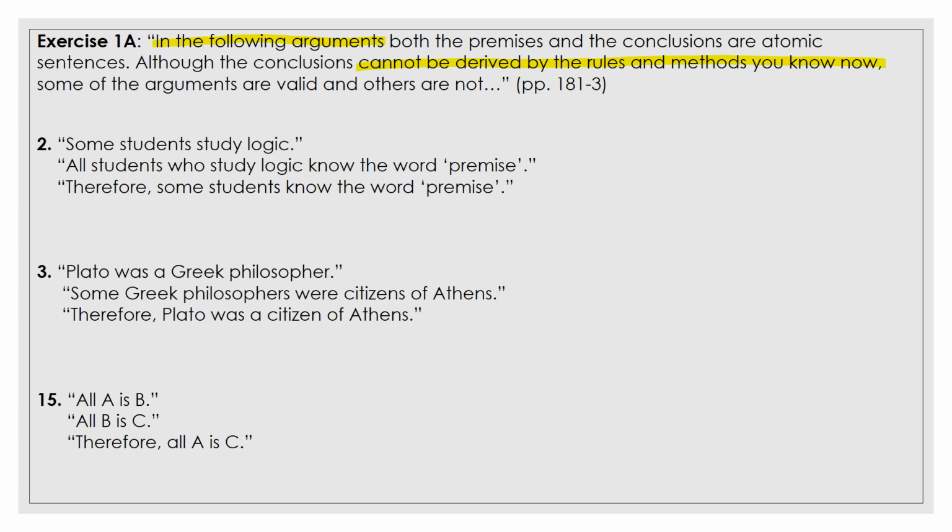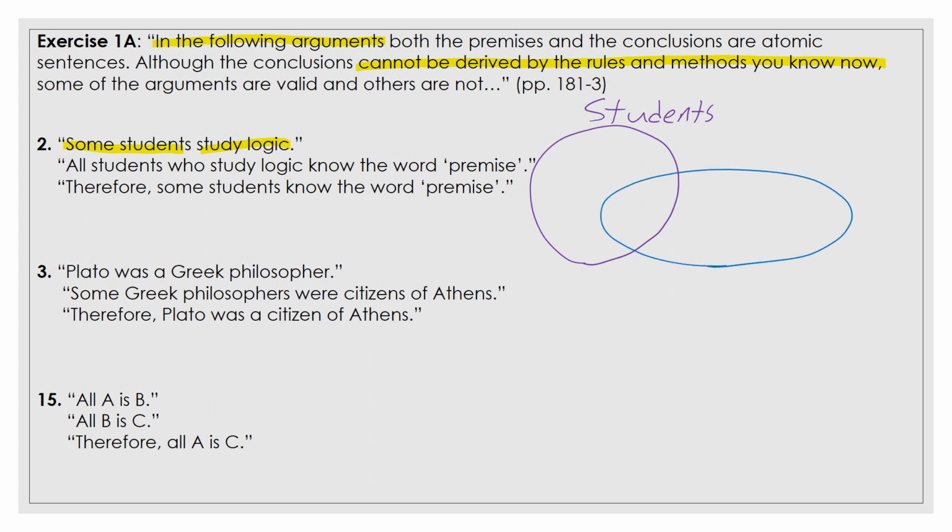Number 2 tells us that some students study logic. All students who study logic know the word premise. Therefore, some students know the word premise. Is it valid or invalid? I suppose we could draw a Venn diagram, but I want to do something, so to speak, even more primitive. So we're given, in the first premise, at least some students study logic. I'm going to draw a circle, and this represents all students. Each student is contained within that circle. And we're told that some of them, at least some of them, study logic. So here we have logic students.